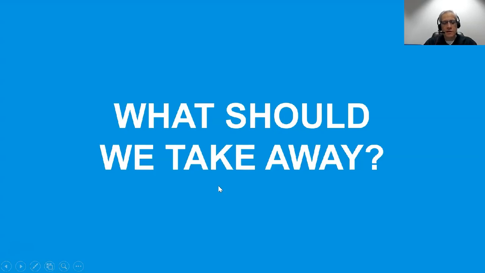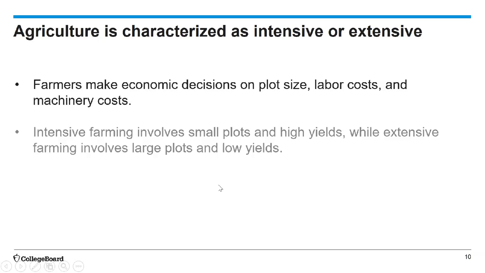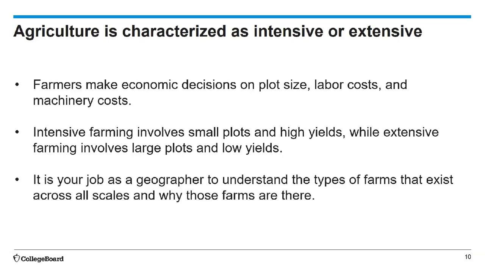So, what should we take away? Well, agriculture is characterized as intensive or extensive. Farmers make economic decisions based on plot size, labor costs, and machinery costs. Intensive farming involves small plots and high yields, while extensive farming involves large plots and low yields. It's your job as a geographer to understand the types of farms that exist across all scales and why those farms are located there.